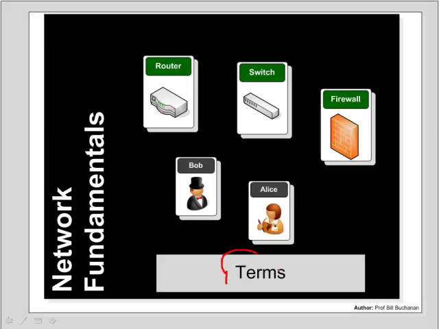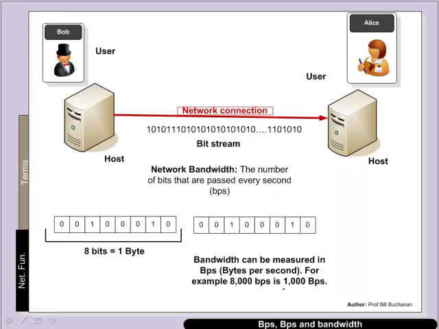Okay, so let's look at some of the terms that we might be using later on in this series of lectures. Well, what we have is a user, and the user normally uses a host device. So the host device could be any electronic device that's capable of connecting to the internet. It could be a PC, an Apple Mac, a mobile phone, or a PDA. And normally that user wants to contact another user, and they will use a network connection.